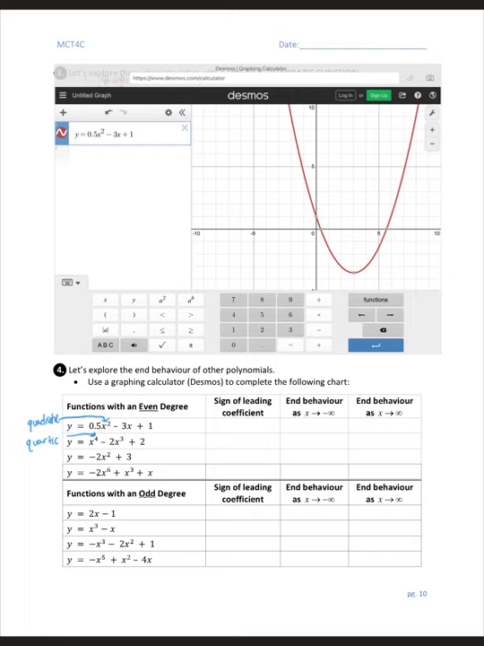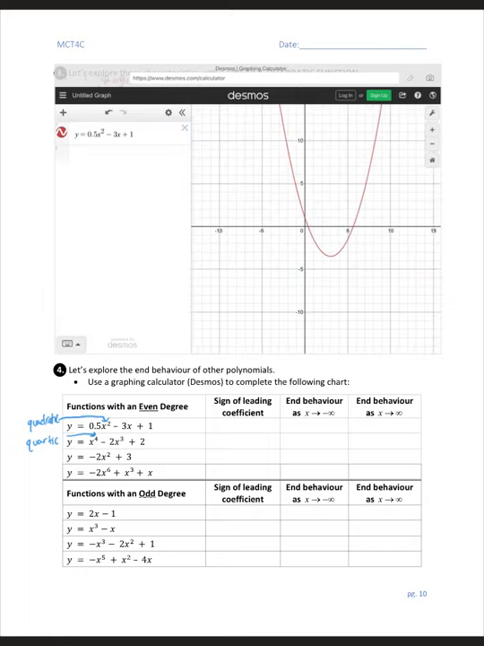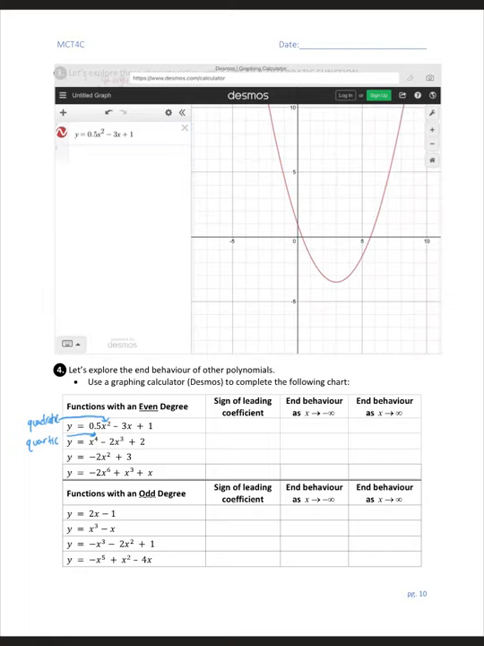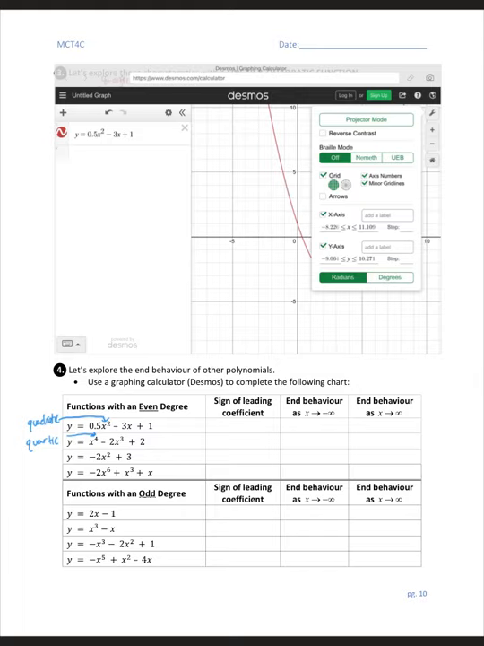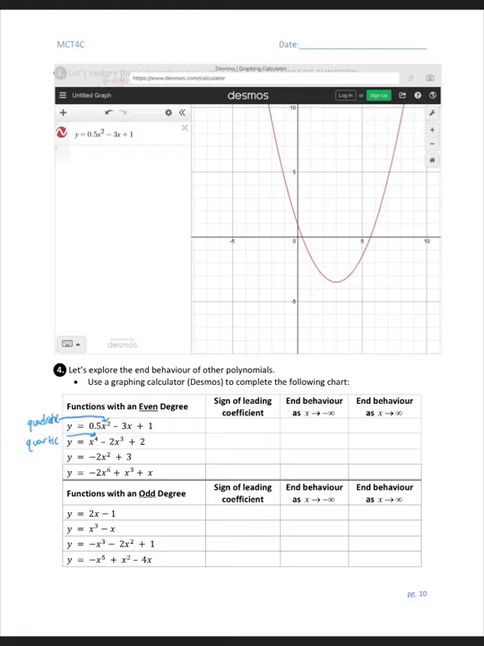We can scroll in and we can scroll out. You can change the x and y axis scale if you need to see more of the graph, if it reaches up higher or lower on the graph. So it's something to play around with, which I'm sure you've seen in other math courses. But let's describe some of the characteristics of this graph.